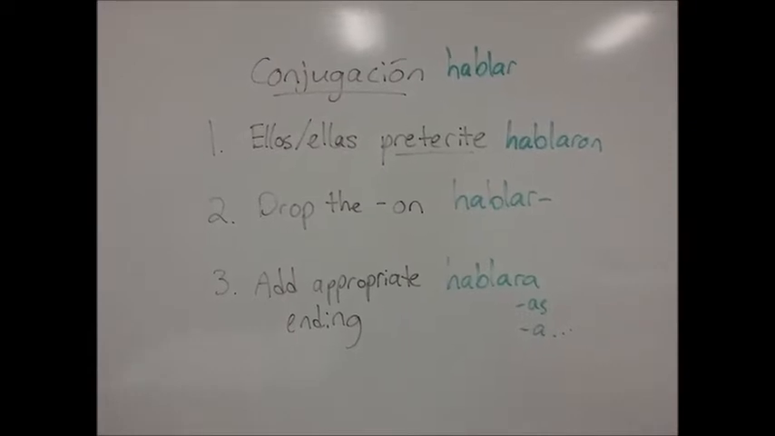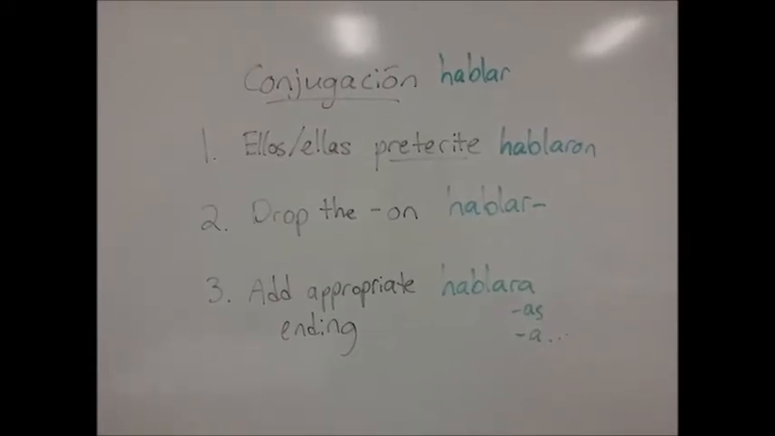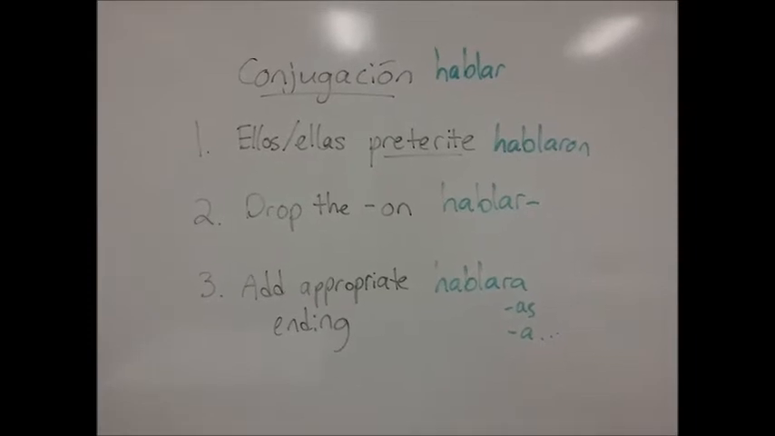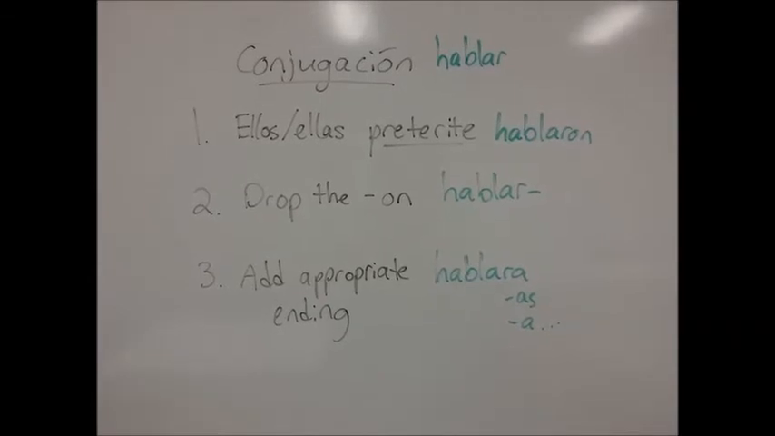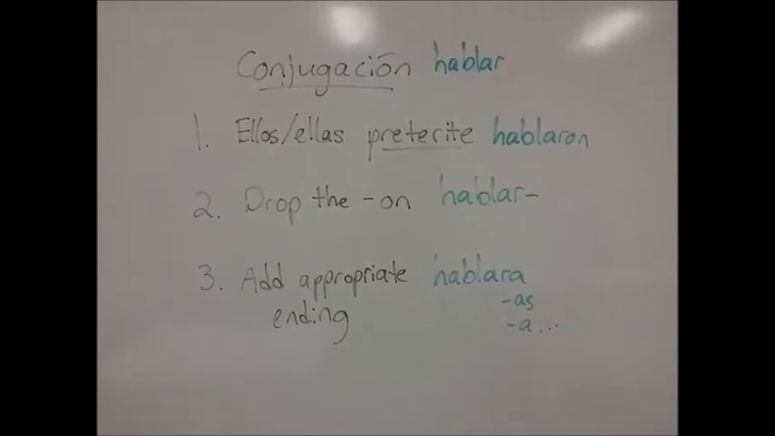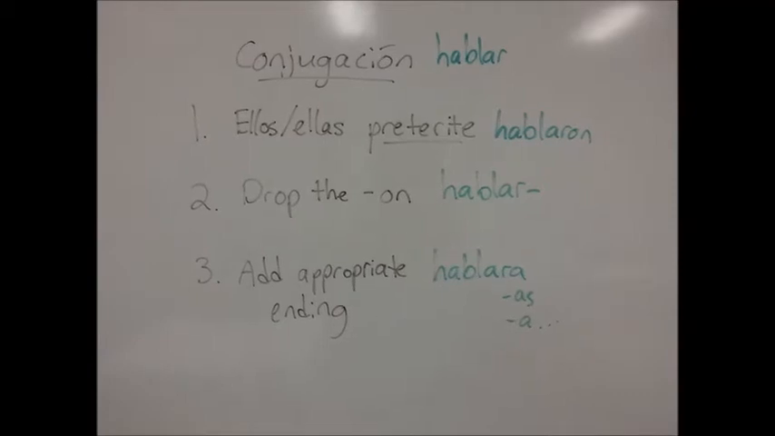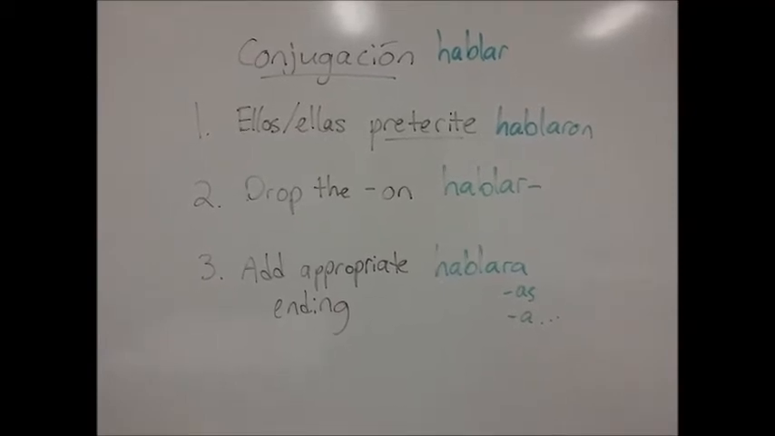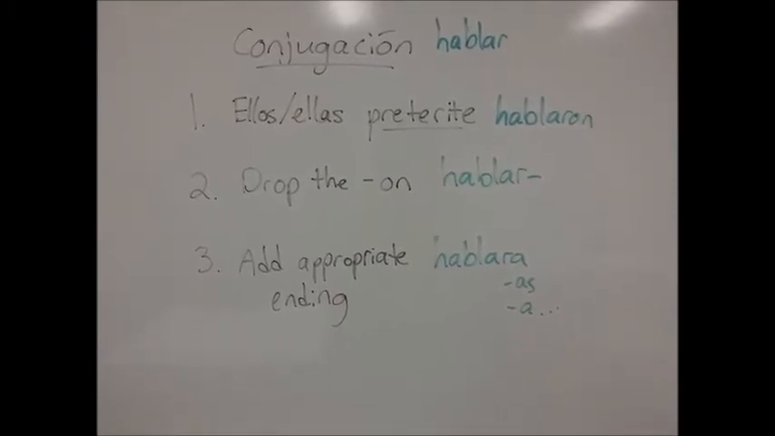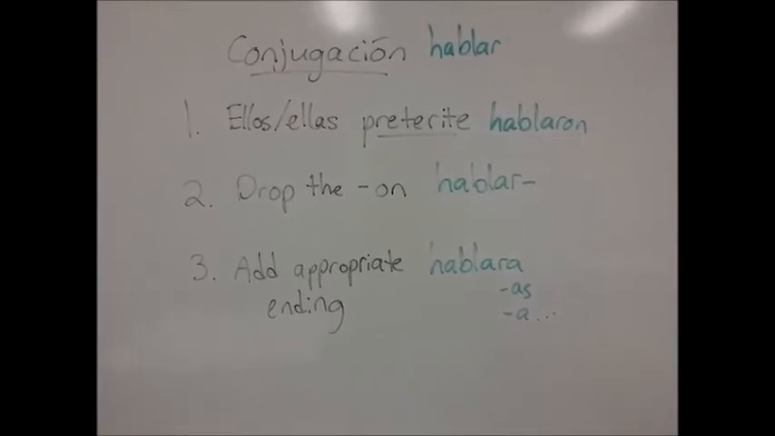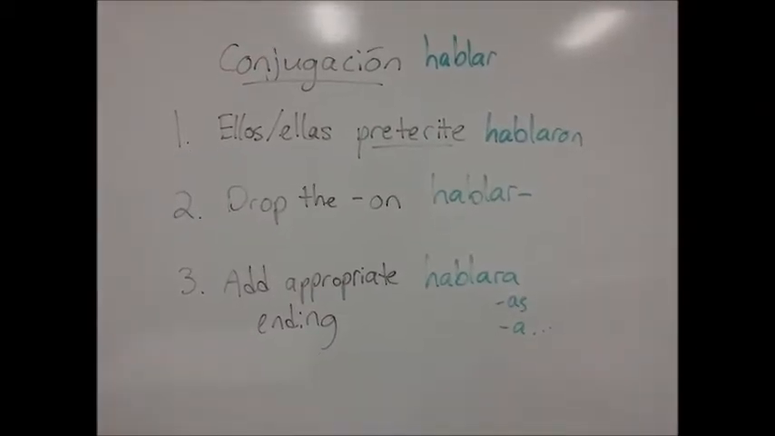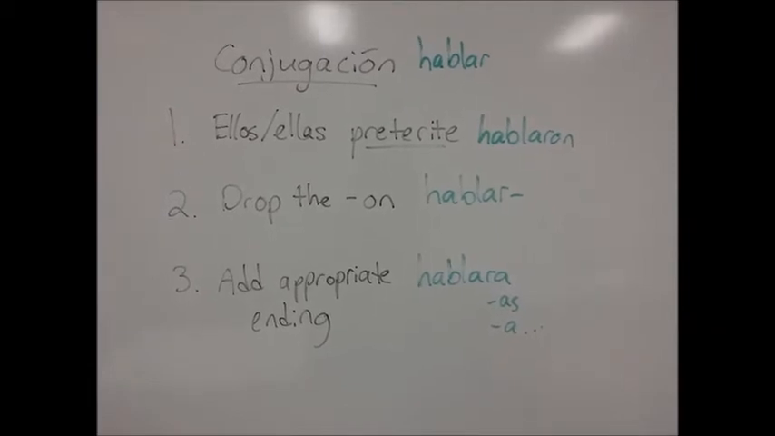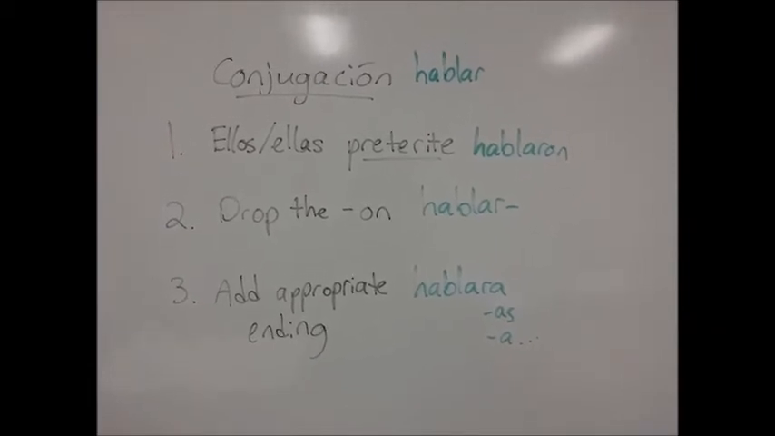Here's an example with the verb hablar. We start with the ellos, ellas, ustedes form in the preterite tense, which is hablaron. Then we drop the -on, so we end up back with hablar. And then we add the appropriate ending. In this example, I don't know what the conjugation should be because there's no subject, but you would put hablara, hablaras, hablara, hablaramos, etc. Just by looking at this example, you might think that you can just add the imperfect subjunctive endings to the infinitive, but I'm about to show you that's not true.